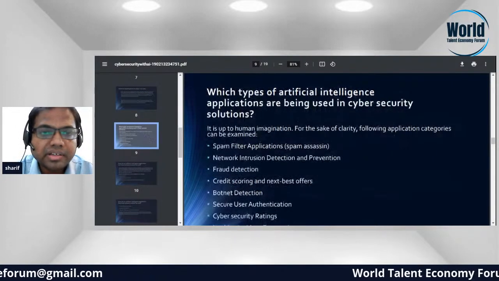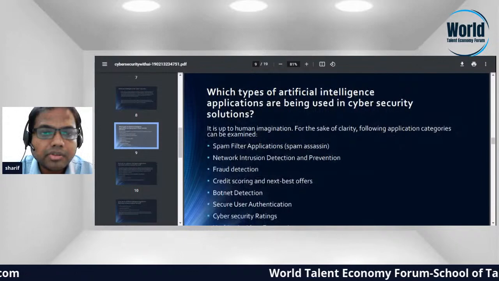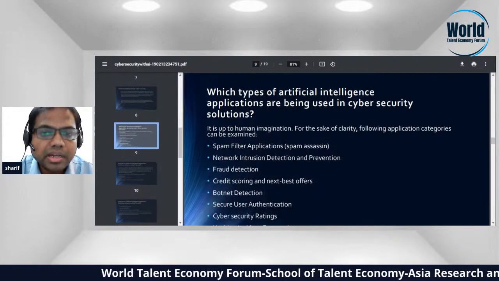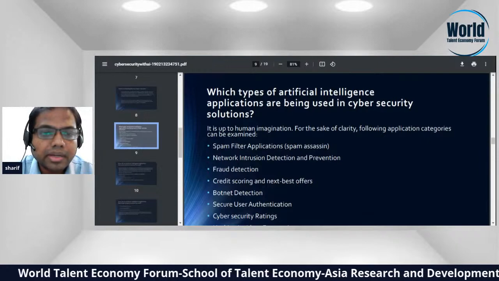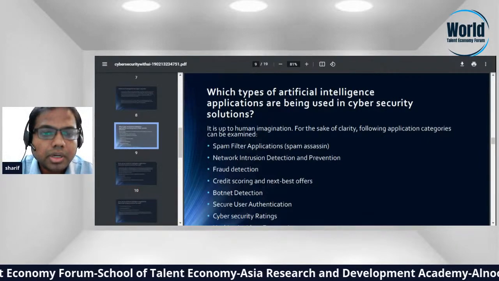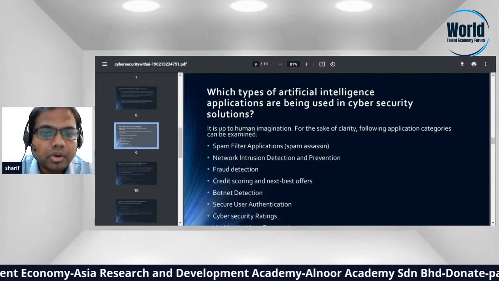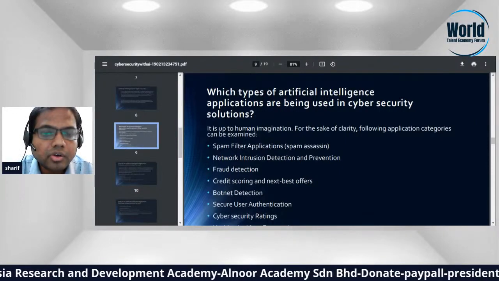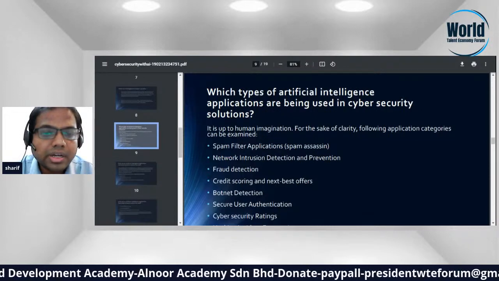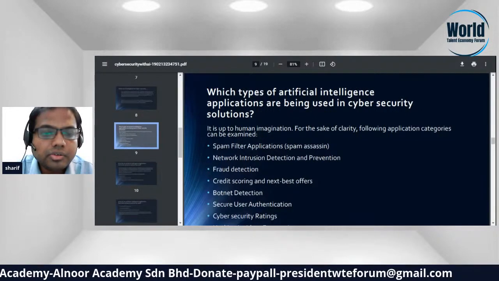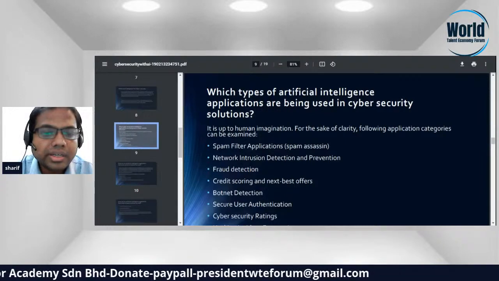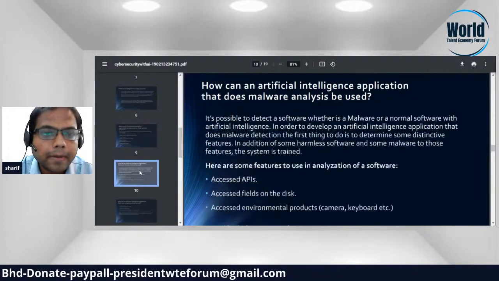Which types of artificial intelligence applications are being used in cybersecurity solutions? It is up to human imagination. For the sake of clarity, the following application categories can be examined: spam filter applications, network intrusion detection and prevention, fraud detection, credit scoring and next-best offer, botnet detection, secure user authentication, and cybersecurity rating.